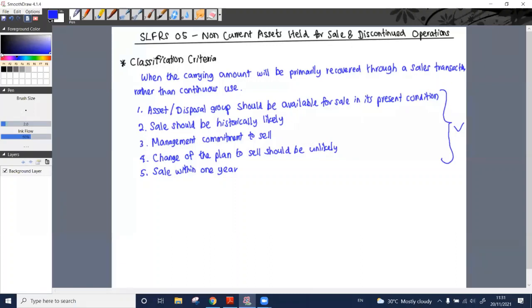After recognizing it, then we need to measure it. Measurement. First, initial measurement. Right? Initial measurement.